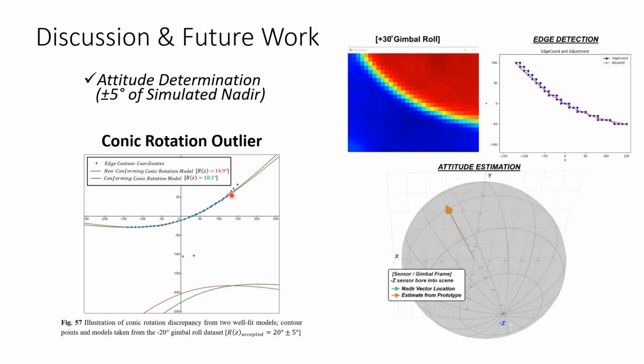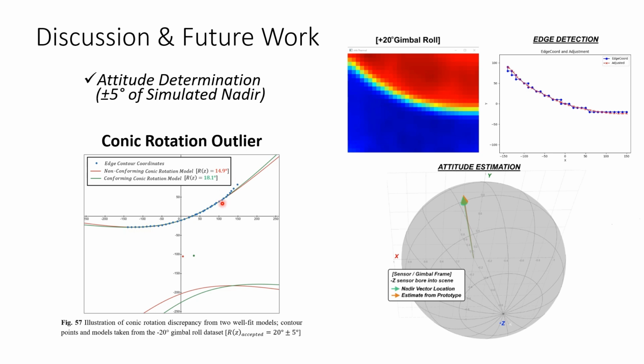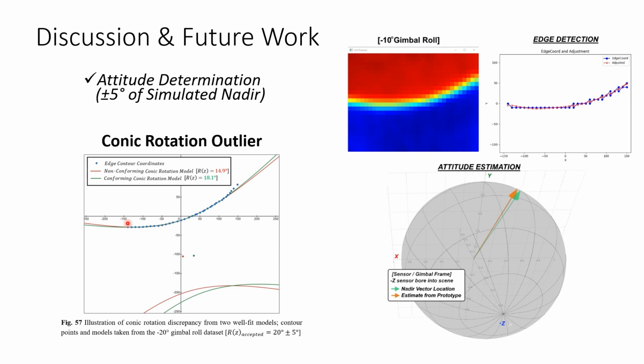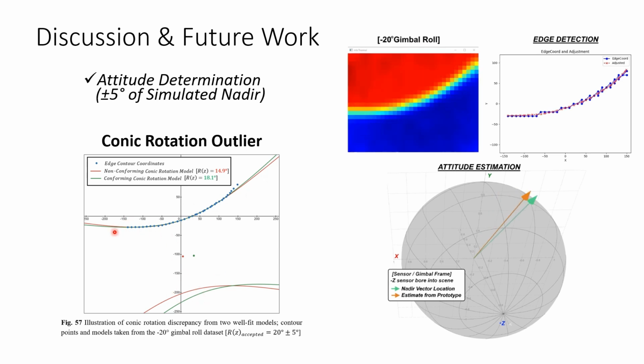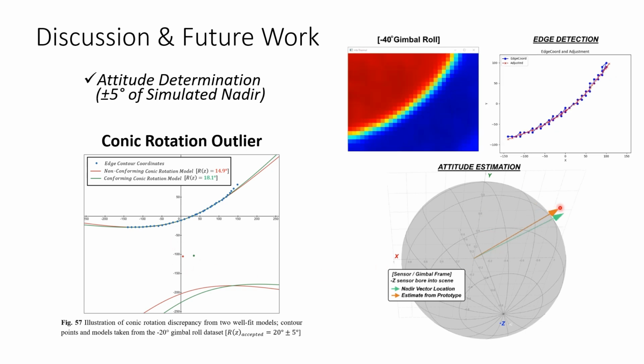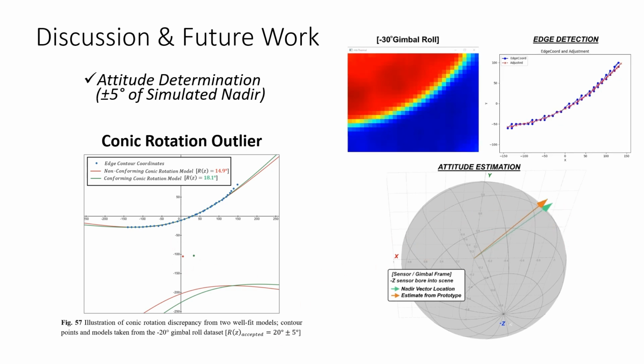We can see these are the example of two models that were well fit to the edge coordinates. We can see these blue dots here represent the subpixel adjusted edge, and then these are the two models that will fit. We can see they're both well fit to the points, but they're at slightly different roll angles, which is causing this inaccuracy in the rotation around the z-axis here.